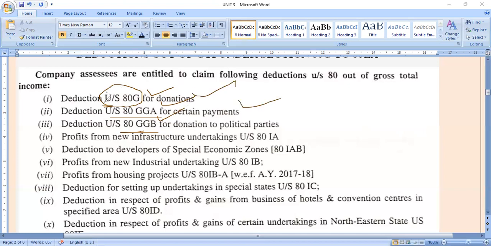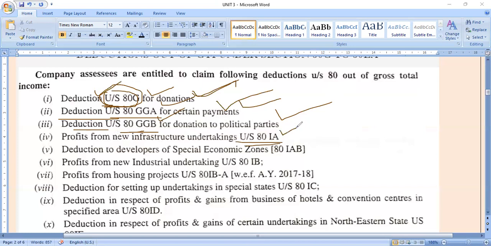Under section up to 80, you write. Under section 80, donations. Under section 80, for certain payments. Under section 80, donation to political parties. Like this you mention. Did you understand? Yes, sir. Now, next one, under section 80IA.